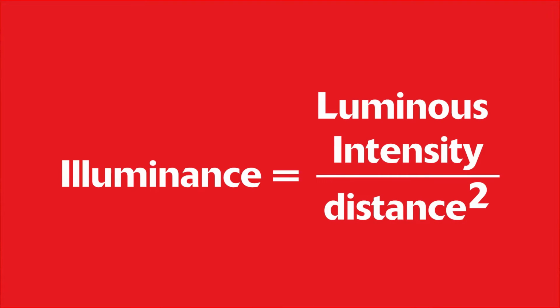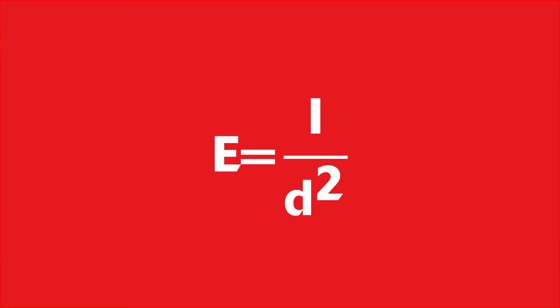Mathematically, we express that like this. Illuminance in lux is equal to the luminous intensity in candelas divided by the distance from source to the surface squared, or E equals I over D squared for short. So this helps us to understand how light behaves.